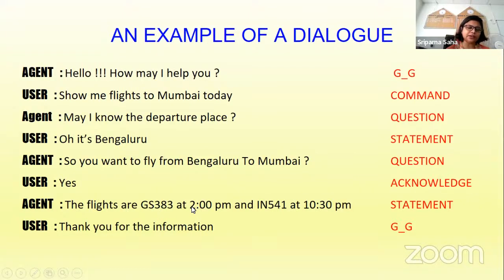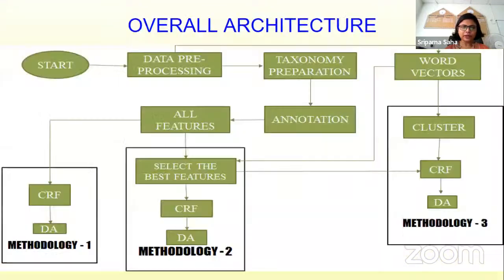The flights are these at 2 p.m. and these at 10:30 p.m. So this is a kind of statement. Thank you for the information. This is a greeting. So this is an example of a dialogue. You can see how these 5 classes are occurring in a particular dialogue. So this is a framework which can be utilized for dialogue act classification.